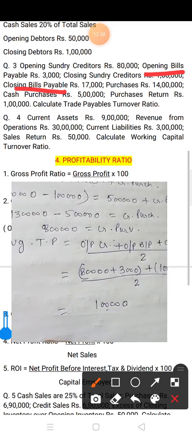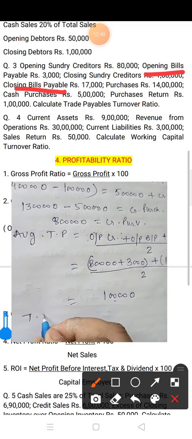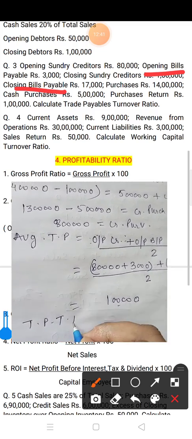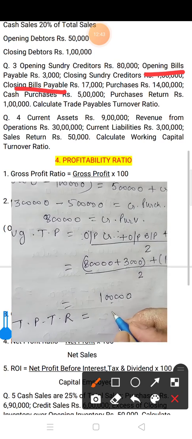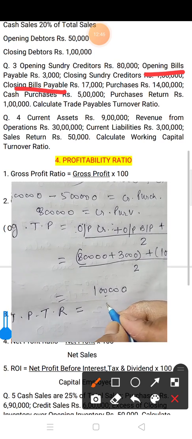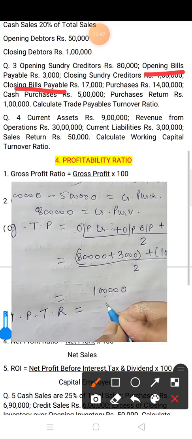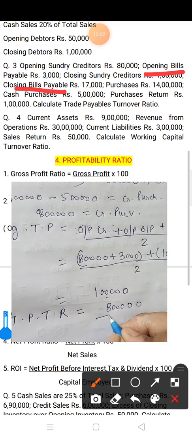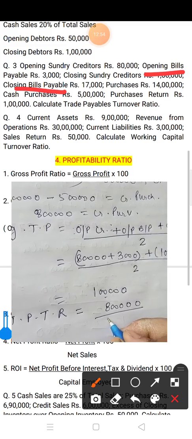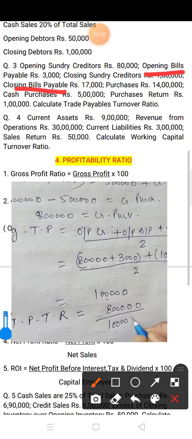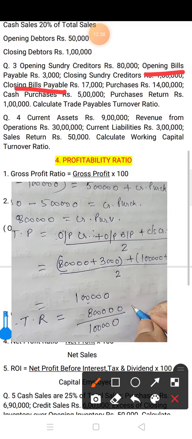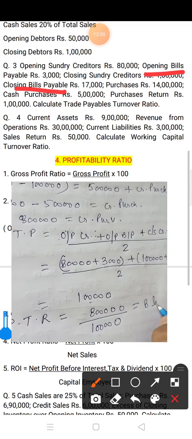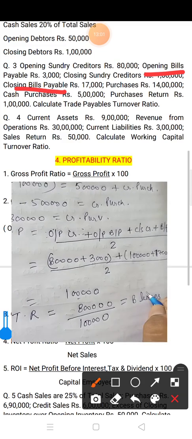Now you have to find out the trade payable turnover ratio. The trade payable turnover ratio formula is net credit purchase divided by average trade payable. Net credit purchase value you already found out, that is 8 lakh. Divide by average trade payable, it is 1 lakh. Now divide it, answer is 8 times. Answer will be in times.